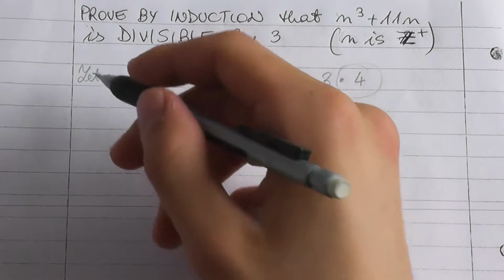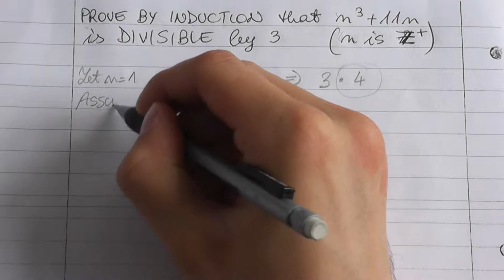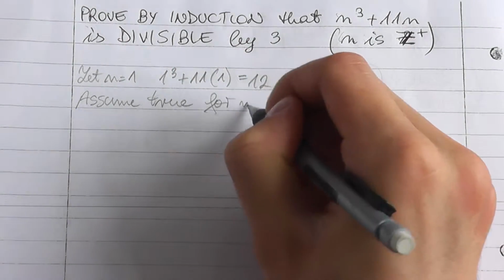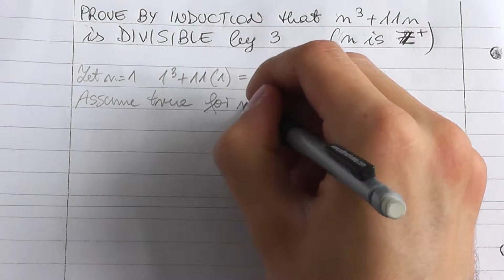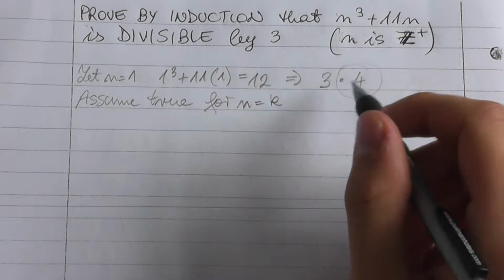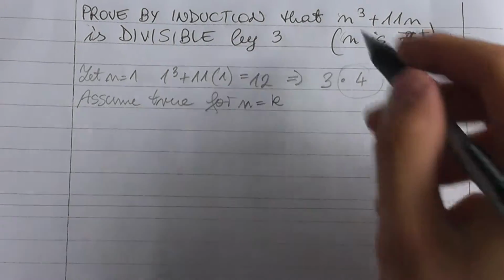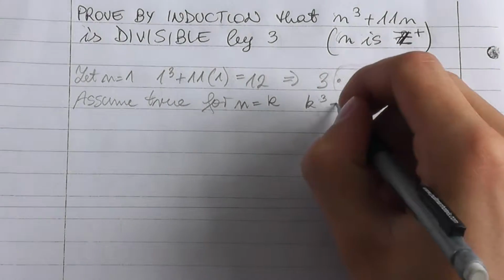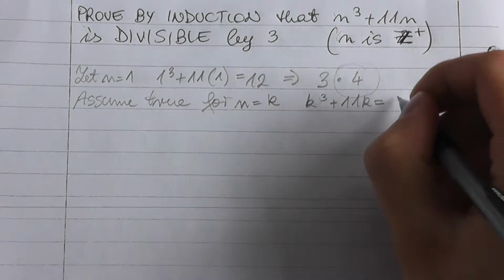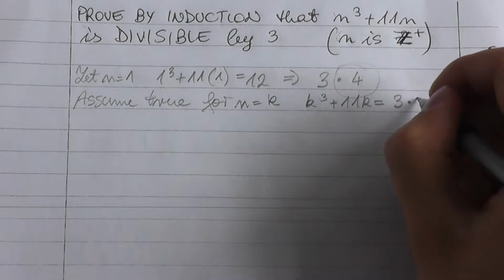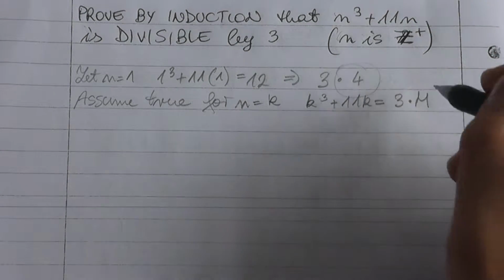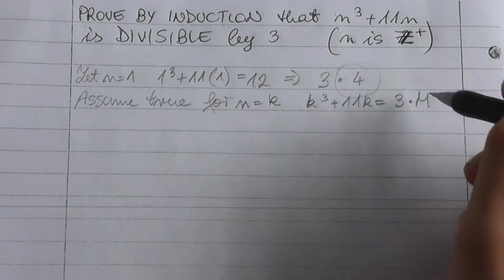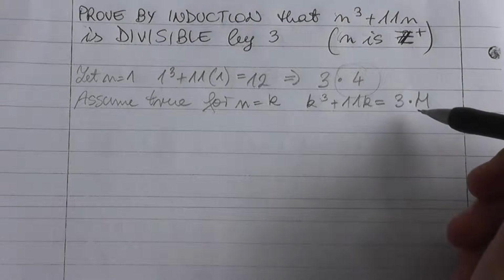Moving on, we assume that the proposition is true for n equals k. I just like to use the letter k. And as such, we say, okay, let's assume that then k cubed plus 11k is going to be 3 times something. Let's call the something m. I also like to use the letter m. I don't know why, that's how I was taught. And so we assume that this is true.